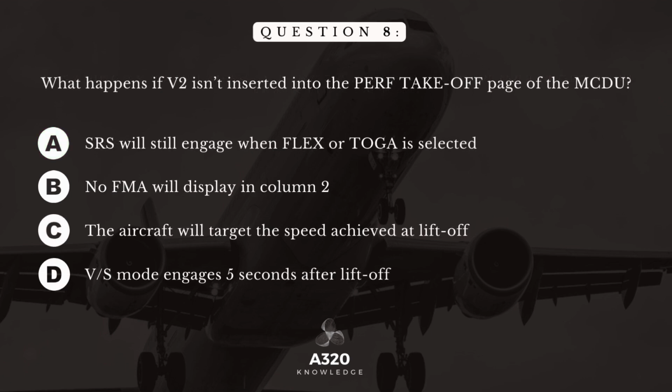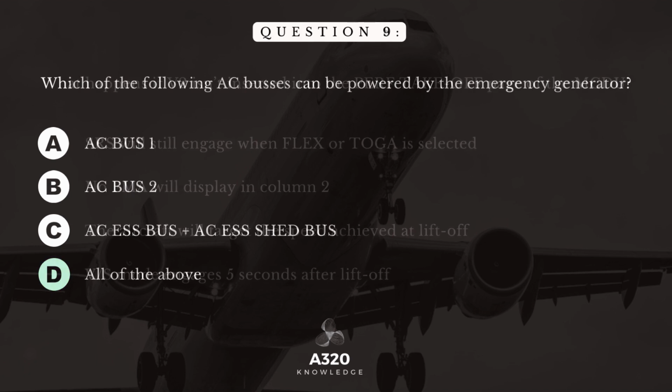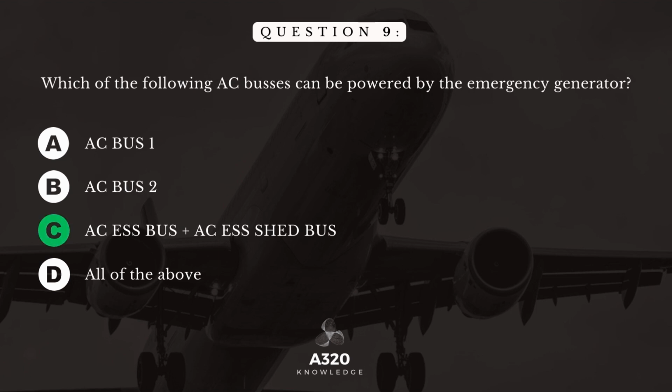Question 8. What happens if V2 isn't inserted into the perf takeoff page of the MCDU? The answer is vertical speed mode engages 5 seconds after liftoff. Question 9. Which of the following AC buses can be powered by the emergency generator? The answer is AC Essential Bus and AC Essential Shed Bus.